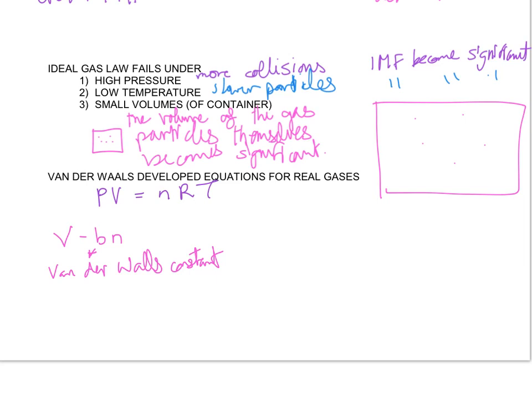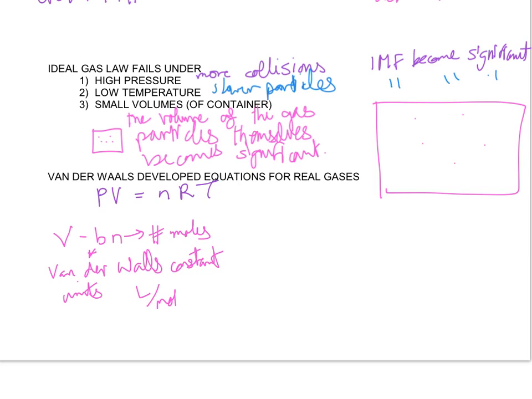Every gas has its own van der Waals constant. If you look at the last page of your notes, you will find a table that has values for those van der Waals constants for different gases. The units for B are liters per mole. And then N is the number of moles, like we're used to. Okay, so that's to fix the volume.